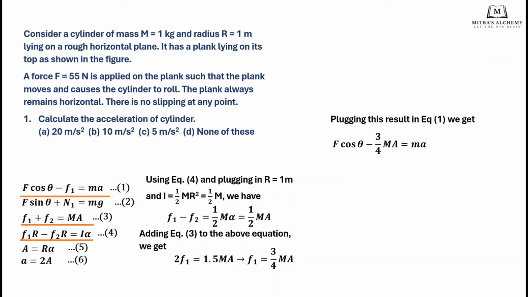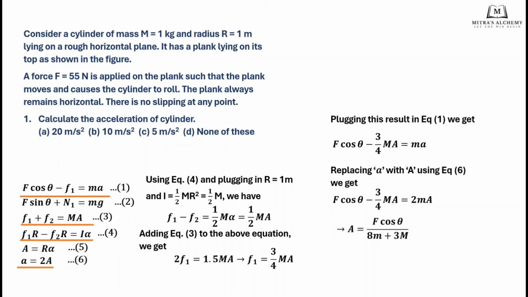Plugging this result in equation 1, we get F cos theta minus 3 by 4 MA equals the small ma. And replacing small a with capital A using equation 6, we get F cos theta minus 3 by 4 MA, which is equal to twice of small m times capital A. And if we rearrange, we'll finally get capital A is equal to F cos theta by 8m plus 3m, which is the linear acceleration of the cylinder. Hence, I plug in the values and get my final answer as 10 meter per second square, which is the option B. Okay, let's do the next part.